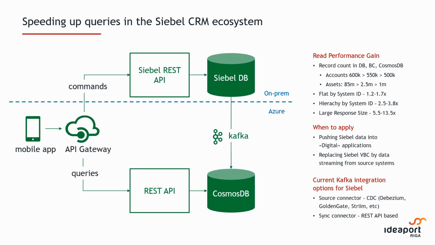So you get all the changes happening in the Siebel database seamlessly through the CDC connection, and then through Kafka, you push it wherever you want to push it. And to write data into Siebel, we would build a sync connector, which would effectively call the Siebel REST API and push the data into Siebel.